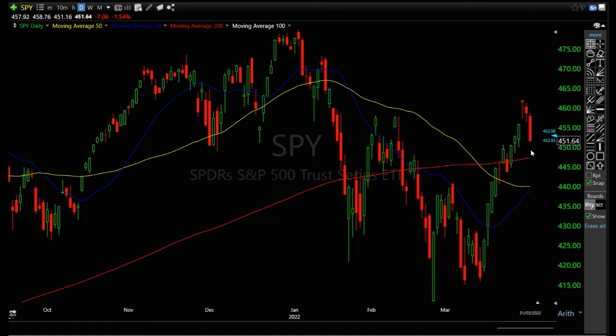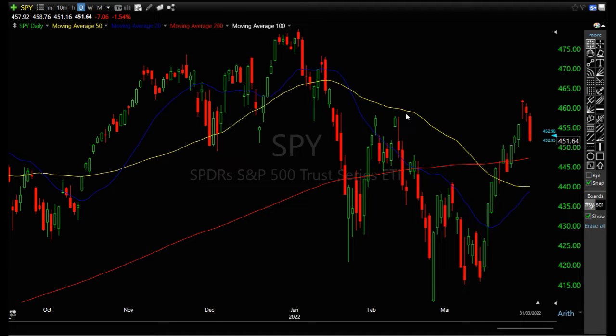So we've got this big red bar here, but again, as long as we remain above the 50 MA and the 20 MA, the bias is still on the bullish side, and again, a pullback is not unusual. If we come down to this area, nobody should be surprised. Possibly the 200 is support, but the main thing that I want to see for these markets to be holding their uptrend that we've had over the last couple of weeks is the 50 MA and the 20 MA.